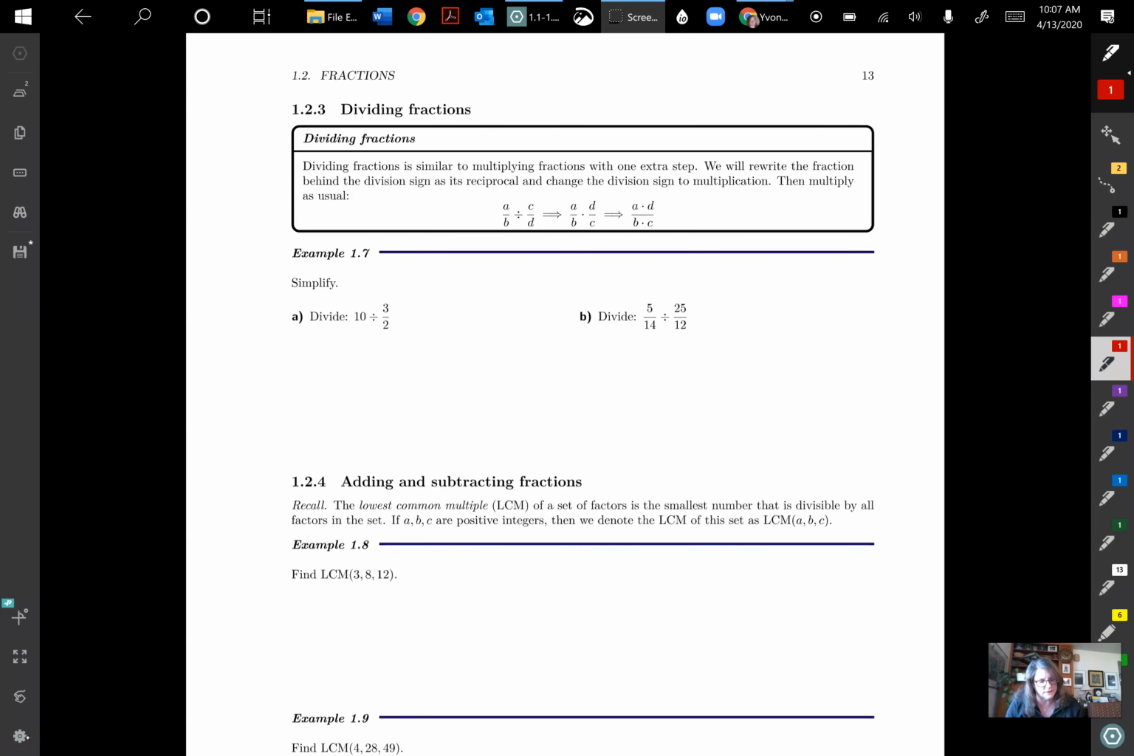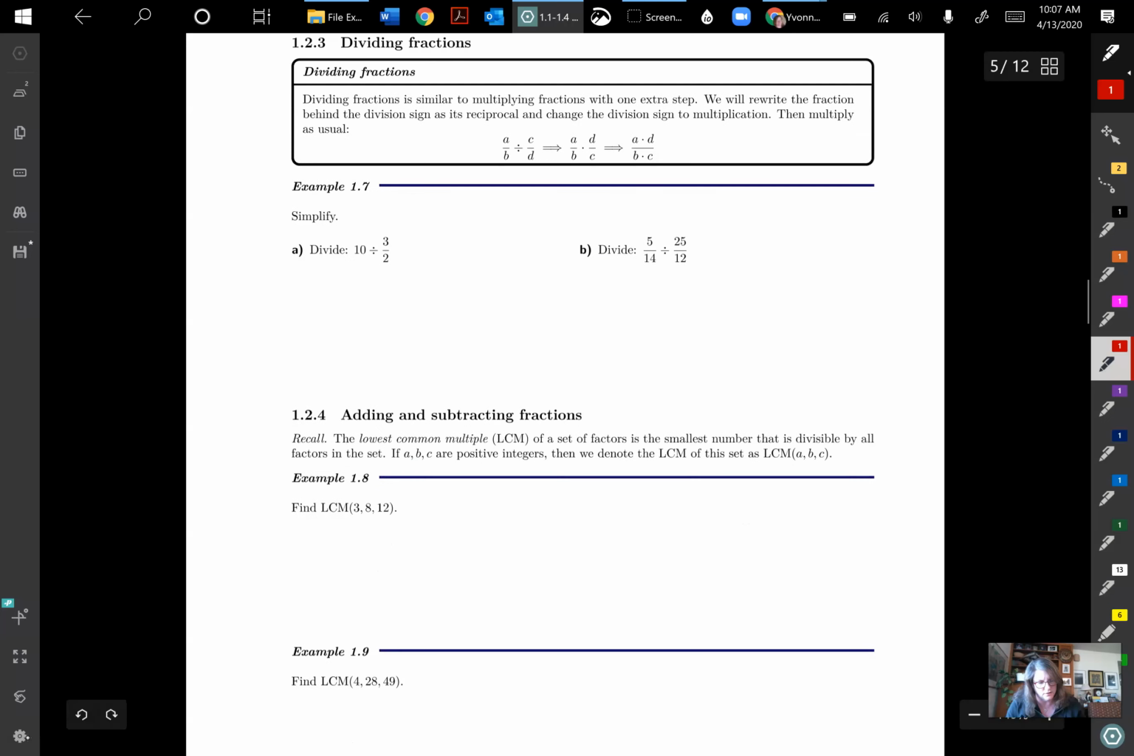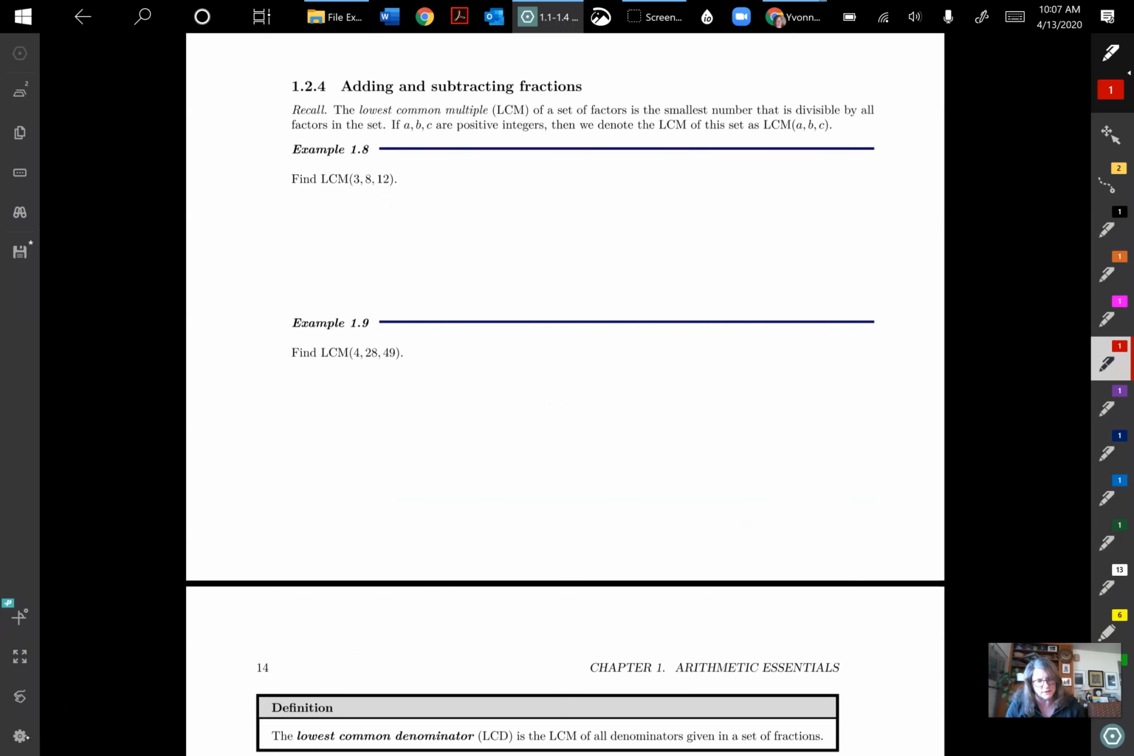Okay, this video is going to be from page 13. It starts in the workbook, and you'll be doing adding and subtracting fractions 1.2.4. Example 1.8, find the lowest common multiple, or LCM for short, for the numbers 3, 8, and 12. The key is we need to find the number that all those divide into without a remainder.